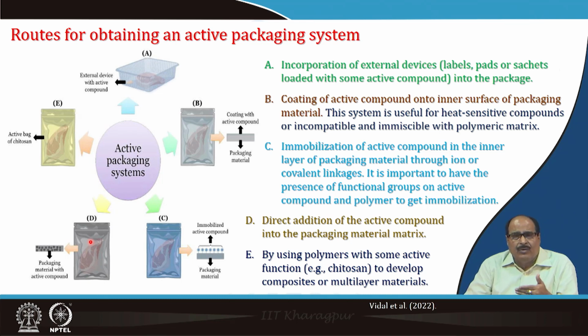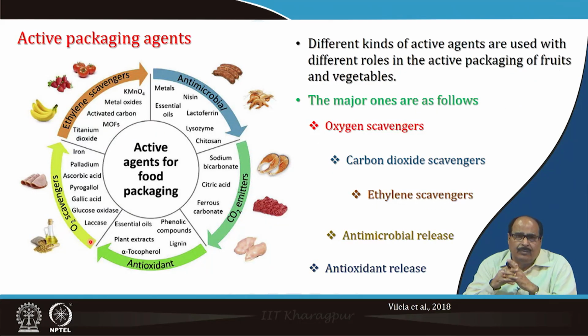And when used for packaging, it extends the desirable properties, or by using polymers with some active functions like chitosan to develop the compounds or multi-layer materials for use in the pack. So, these are the different ways by which we can get the desired environment and desired quality of the food, or we can do the active packaging.